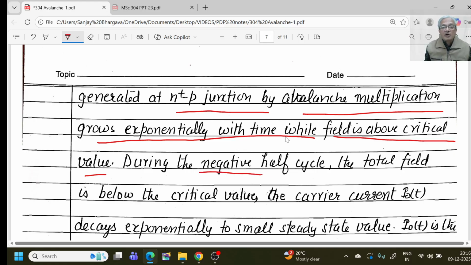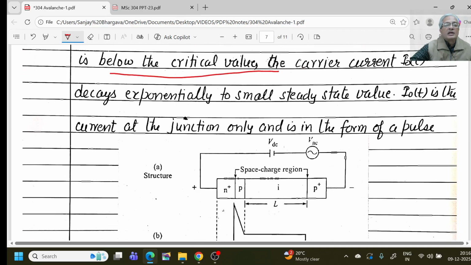पर जैसे ही नेगेटिव हाफ साइकिल आएगा तो क्या होगा, टोटल फील्ड जो बायस था और जो नेगेटिव हाफ साइकिल है इन दोनों का जो सम आएगा वो क्रिटिकल वैल्यू के नीचे चला जाएगा. The total field is now below the critical value. The carrier current I0t decays exponentially to small steady state value. I0t is the current at the junction only and is in the form of a pulse.